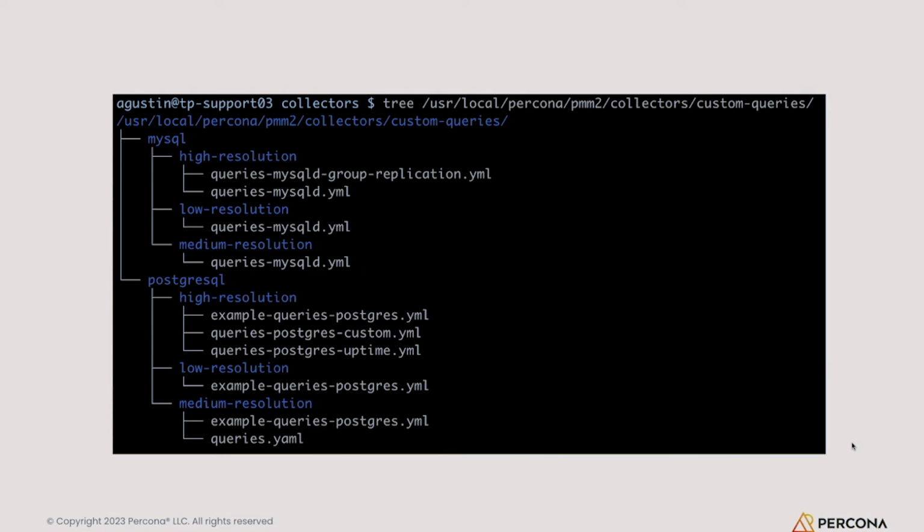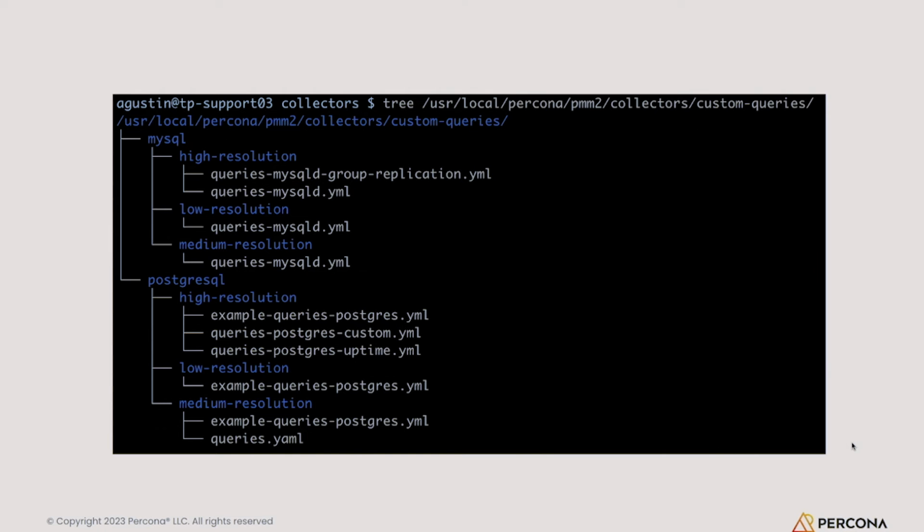So, taking into consideration that the low resolution by default is 5 seconds, which means that your custom query will be running every 5 seconds, there are 2 points to note. The query has to run faster than the 5 seconds, and you should also consider the potential load that it will have on the server, because it will be running a lot of times, right?